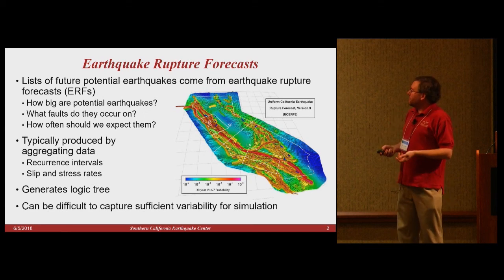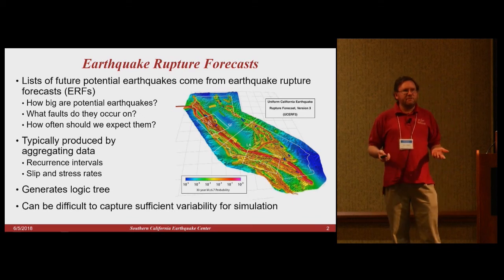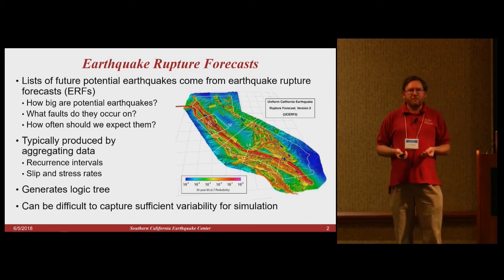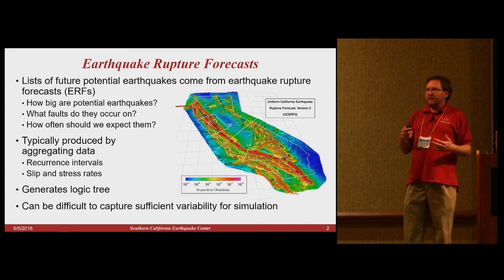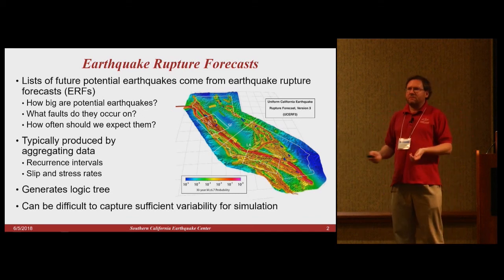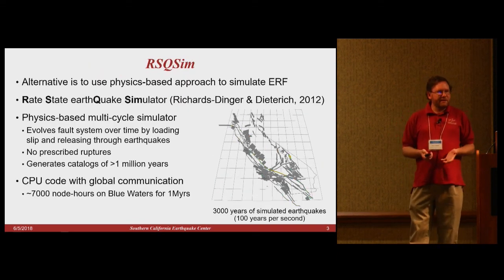But this model that I'm showing here, which is the most recent ERF for California, we'd have to simulate something like 25 million events in order to capture sufficient variability. And even on a machine like Blue Waters, that isn't really computationally tractable. So we've been saying, okay, is there another approach where we can get an improved earthquake rupture forecast that doesn't require simulating 25 million events? And it turns out that there is. This is something we're particularly excited about.